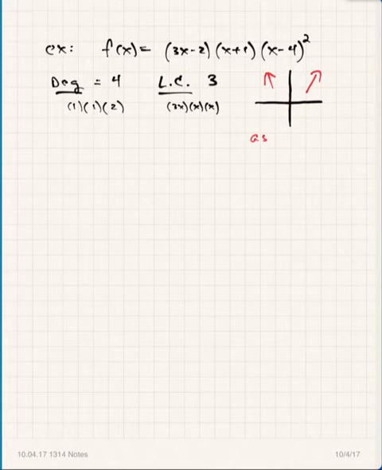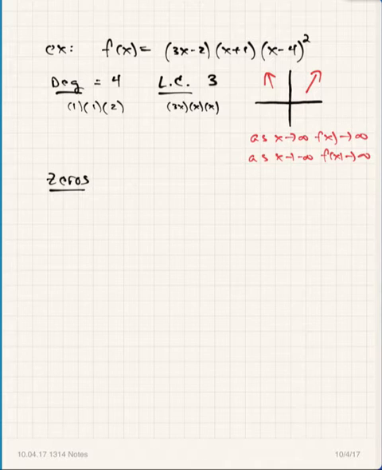Or in symbols, as x goes to infinity, f of x goes to infinity, and as x goes to negative infinity, f of x also goes to infinity. It's going up in both directions. All right. The next thing are the zeros for the function.